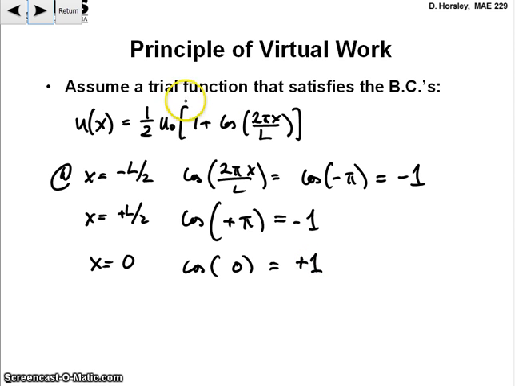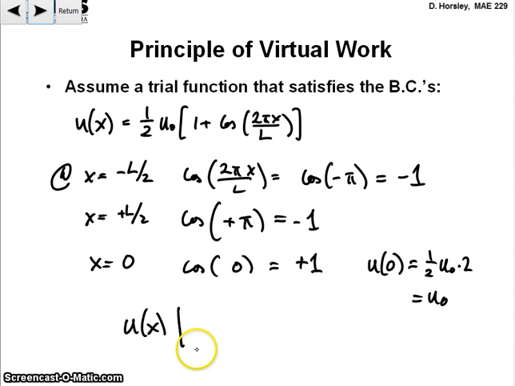Okay, so if you look at the thing in the brackets, we could see that u evaluated at 0 is going to be 1/2 u naught times 2, or it's going to be u naught. So that's why we end up with this factor of 1/2 in front of the whole thing. And you could see that the thing in brackets is going to evaluate to 0. So u of x at x equals L over 2, or at x equals minus L over 2, is going to be equal to 0.